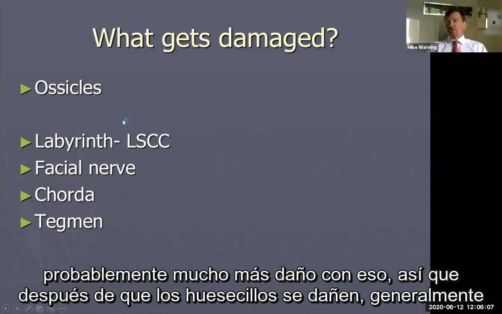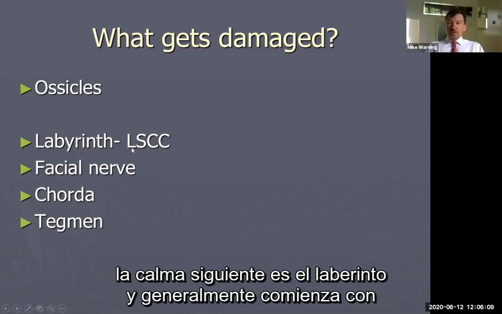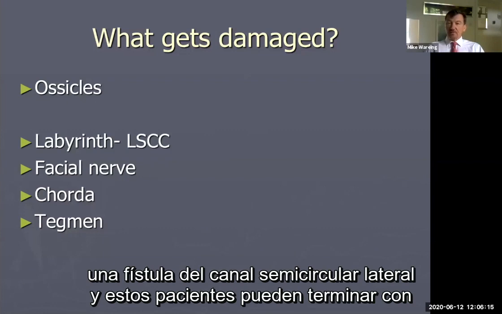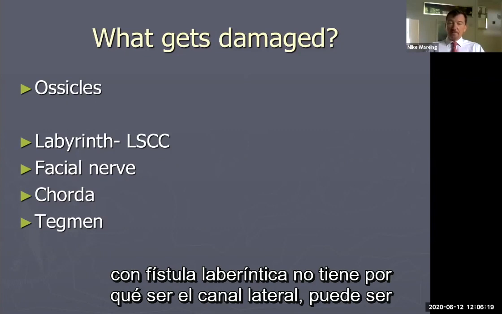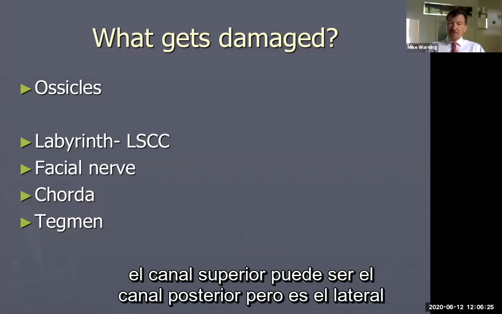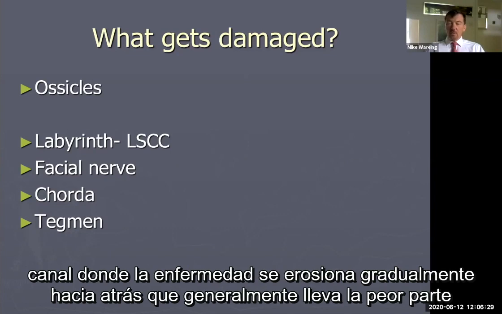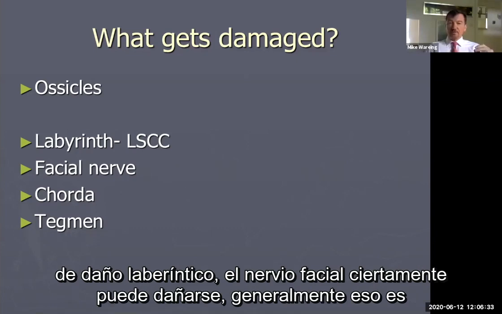So after the ossicles get damaged, usually the commonest next thing to go is the labyrinth, and it usually starts off with a fistula of the lateral semicircular canal. And these patients may end up with labyrinthine fistula. It doesn't have to be the lateral canal, it can be the superior canal, it can be the posterior canal, but it's the lateral canal where the disease gradually erodes backwards that usually bears the brunt of labyrinthine damage.